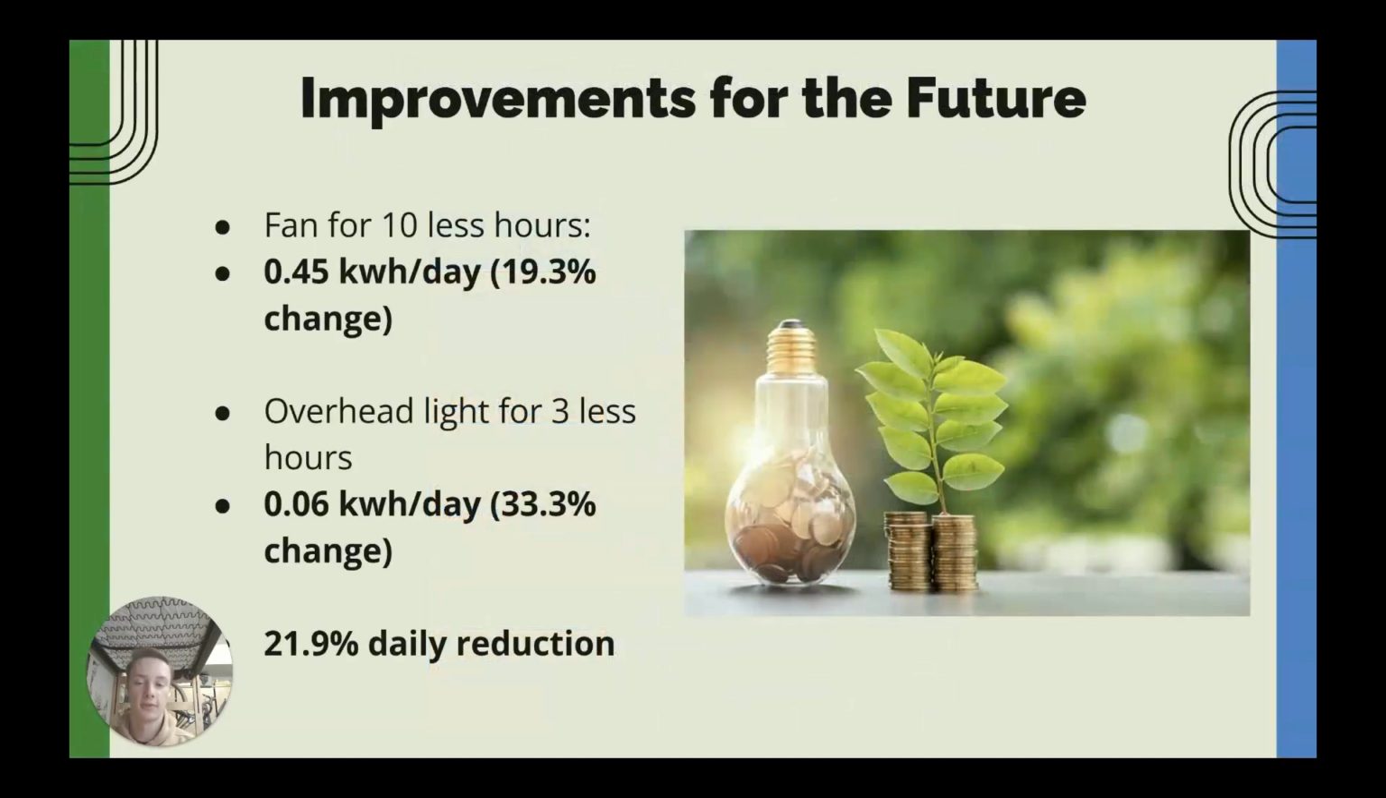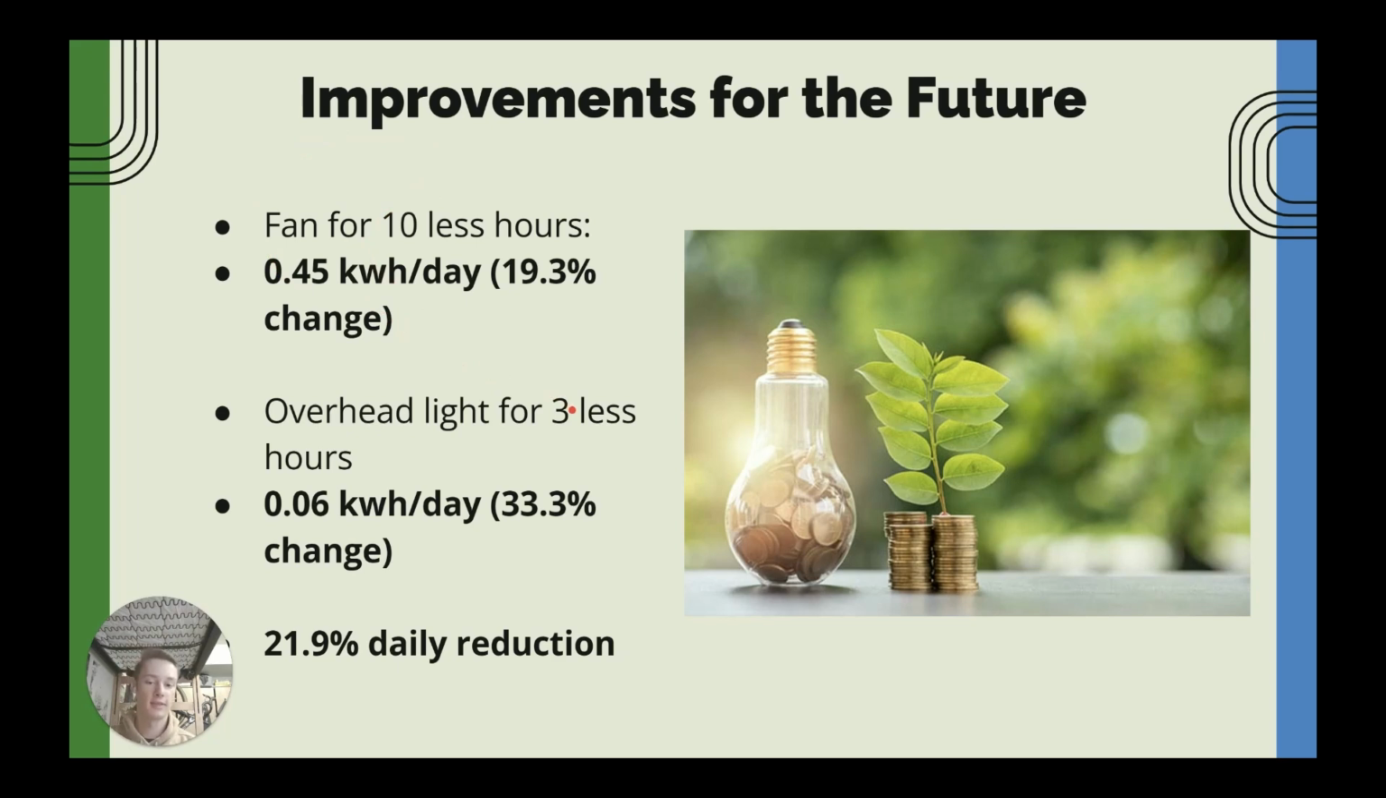So some improvements for the future. We could definitely turn the fan off for 10 less hours per day when we're not in the room, for one, which is a big thing. And also maybe when we're sleeping, we don't necessarily need it on. I could save 0.45 kilowatt hours per day, which is about as much as my fridge uses in the day. That'd be a 19.3% change for that device.